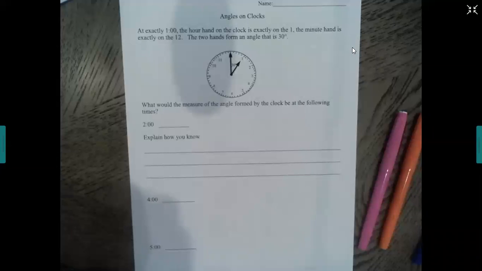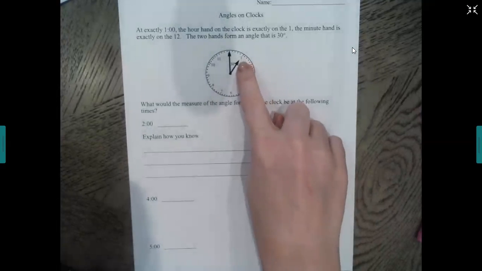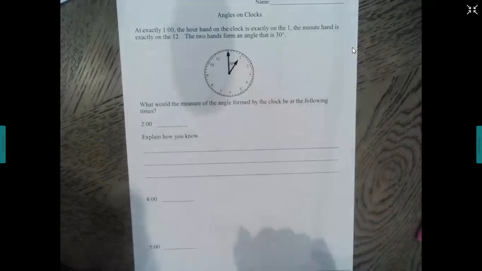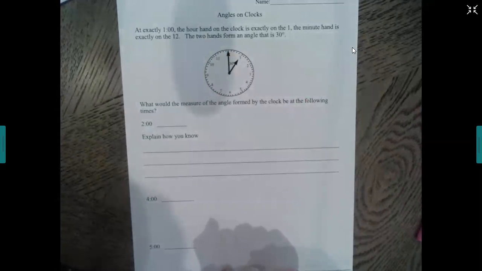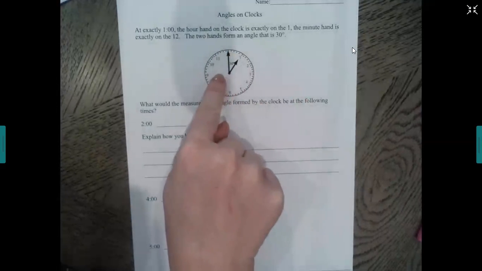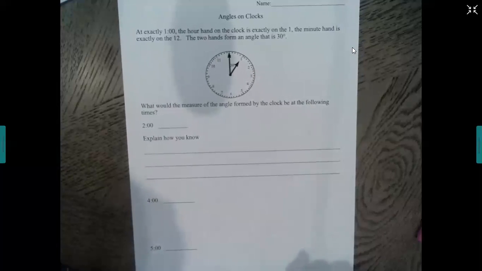Okay, today we are looking at angles on clocks. I'm going to be completing this worksheet. It says at exactly 1 o'clock, the hour hand on the clock is exactly on the 1, so that's my hour hand. The minute hand is exactly on the 12. The two hands form an angle that is 30 degrees.